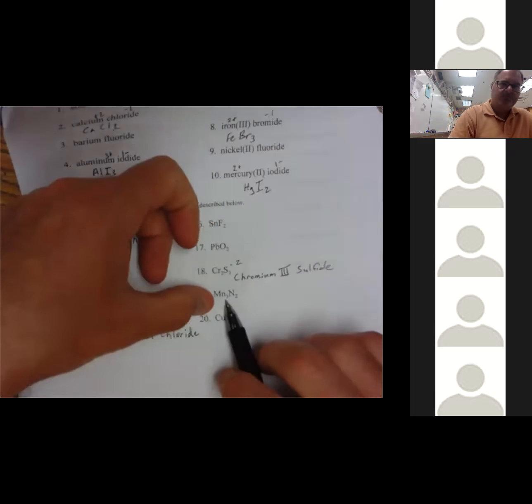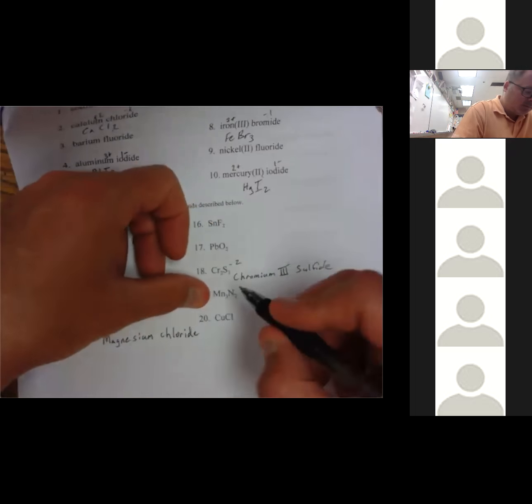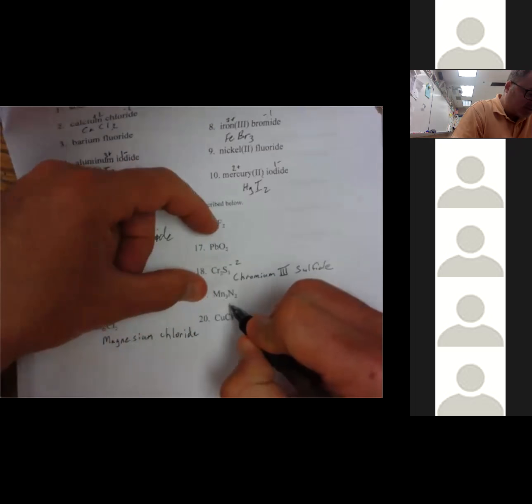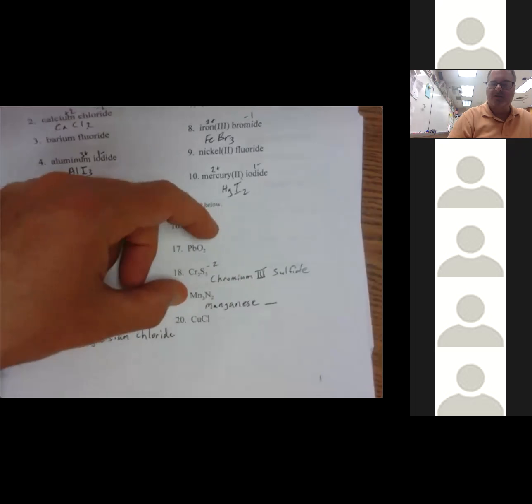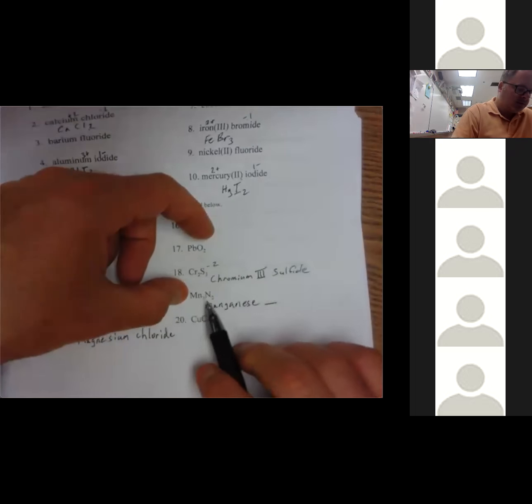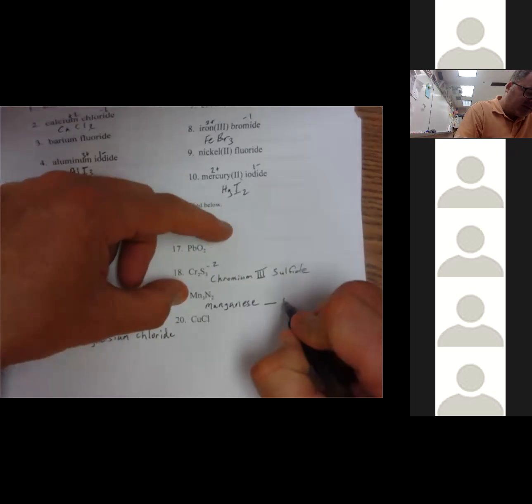Over here, same thing, we want the name. Instead of magnesium this time, this is manganese. Manganese does require a Roman numeral, so I always make the line there so that I remember to put it. In, we need to change the ending of that to nitride.